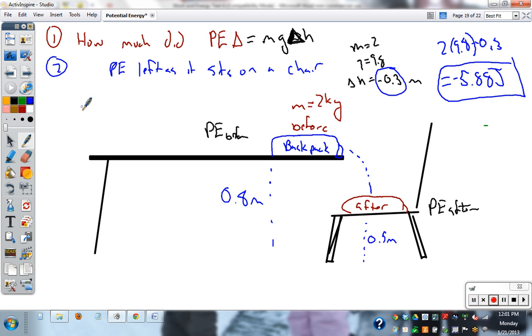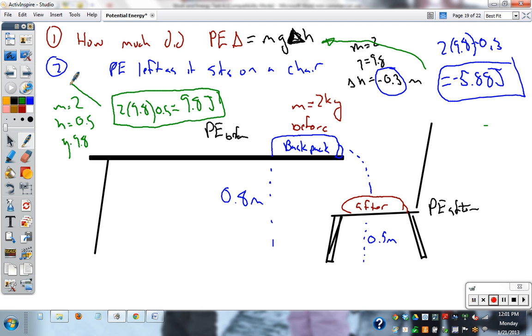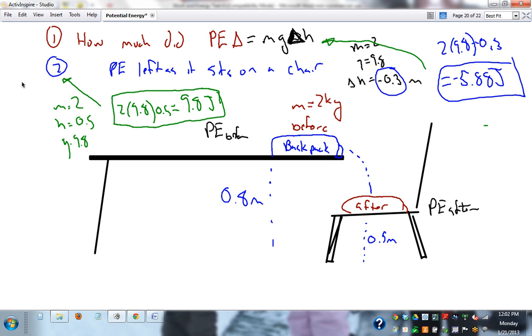How much potential energy is left as it's sitting on the chair? Well, that's just mass is 2. Height is 0.5. G is 9.8. 2 times 9.8 times 0.5 equals, that one's this one, equals 9.8 joules, because you doubled it with a height, and then you cut it in half. So that's this one. And I'll just be asking you to use the formula in different ways. Probably just one question for topic 3.